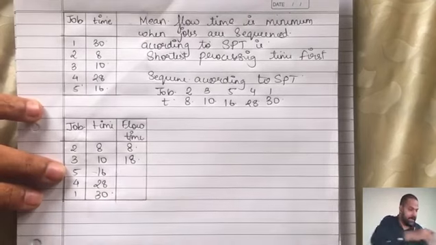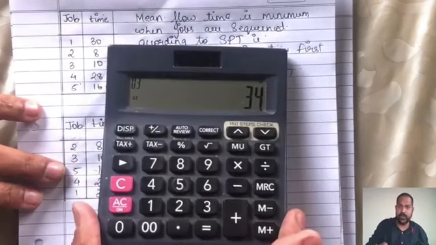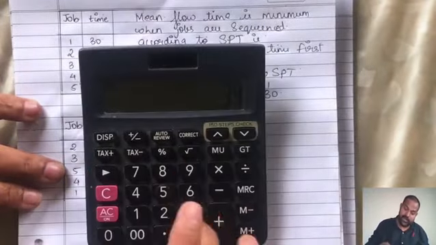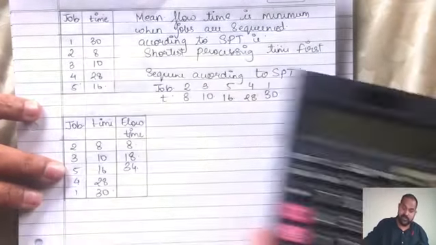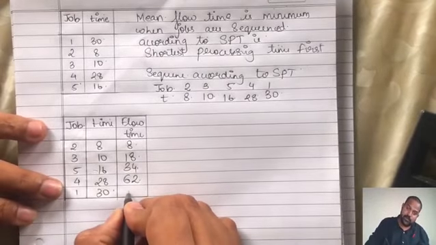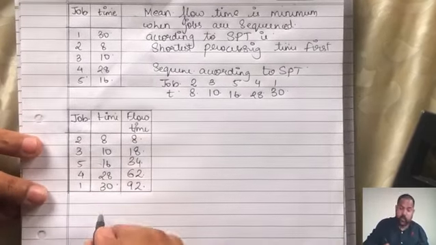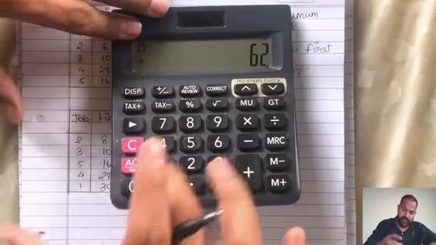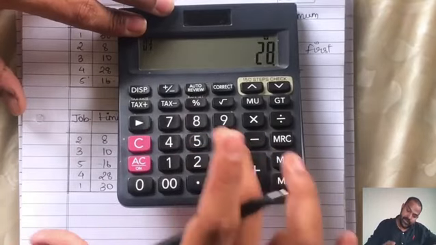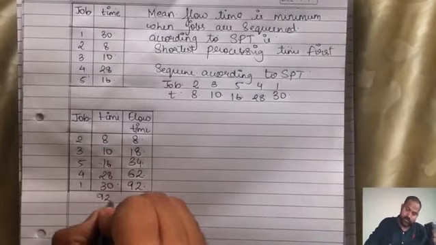18 plus 16 is going to be 34. On the 34th day, this will be done. 34 plus 28 is 62. On the 62nd day, this will be done. Plus 30 is going to be 92. Now, just to be sure, check if the total jobs require 92 days. That is 8 plus 10 plus 16 plus 28 plus 30. Does it require 92 days? Yes, the total is 92. So that is correct.